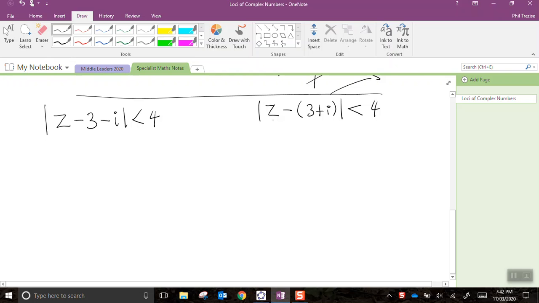So effectively this means the distance between 2 points. And that point there we could mark on our complex plane, 3 plus i. 1, 2, 3. There it is. And we need to locate all points on the plane which are less than 4 units away from this point. Well, everything that's 4 units away from that point sounds a bit like a circle to me. Because the inequality is just less than, does not include equals to, I'll use a dashed line.